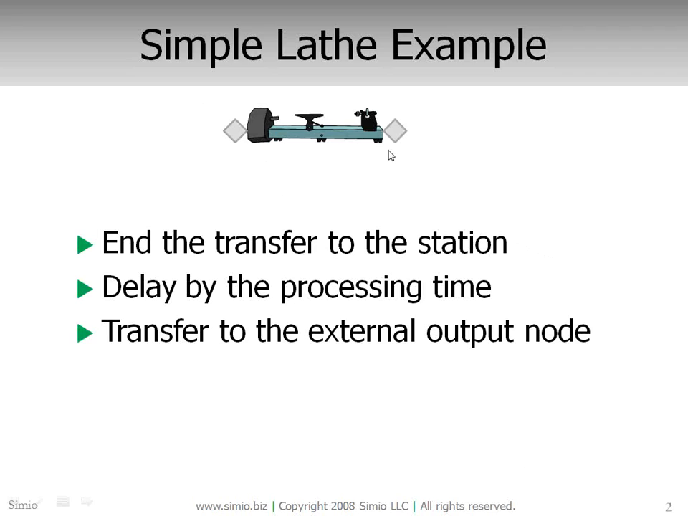In this simple example, we have a lathe where we have entities arrive. They enter the lathe for processing. They delay by the processing time, and then they're transferred back out through the output node of the lathe. So what we'd like to do is build this simple object definition in Simio.